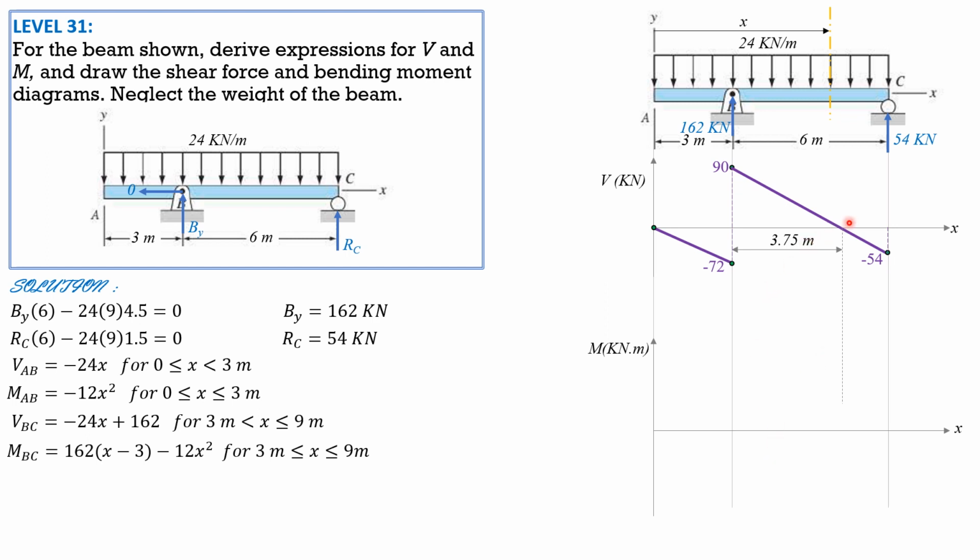So the value of x here, where shear is 0, is 3 plus 3.75. So it is 6.75 meters, which is necessary in computing this maximum positive moment. So for moment, we begin with AB. When x is 0, negative 12 times 0 squared is 0. When x is 3 meters, negative 12 times 3 squared is negative 108.